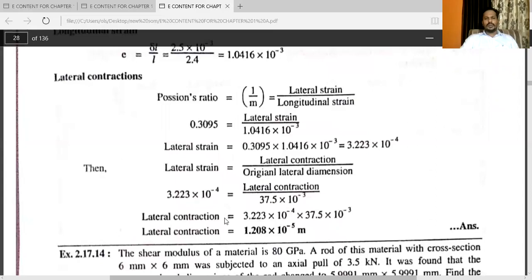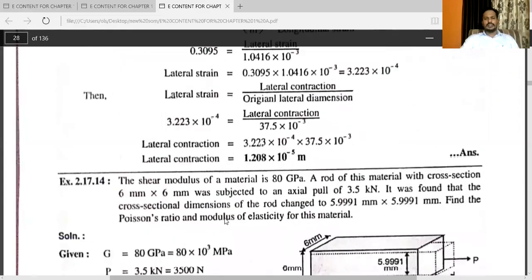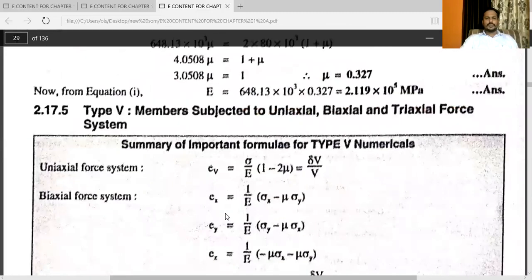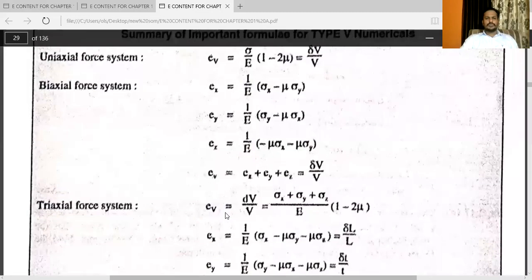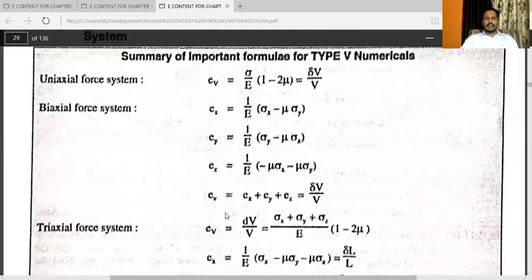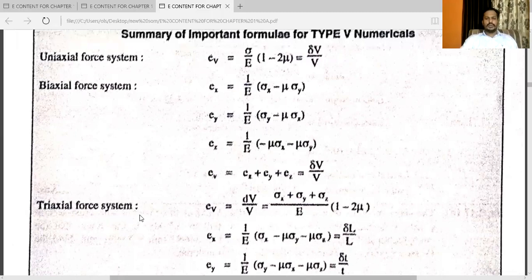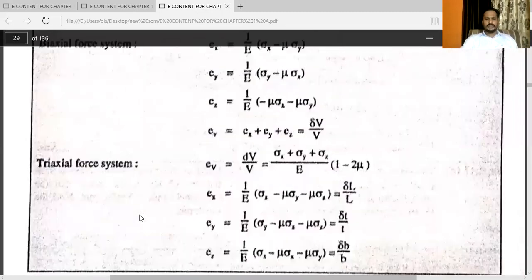See, all the problems are just based on the formulas. You can refer our e-notes to solve each and every problem. Here just see the important formulas for uniaxial force system, biaxial force system, triaxial force system. Already I explained all the things.